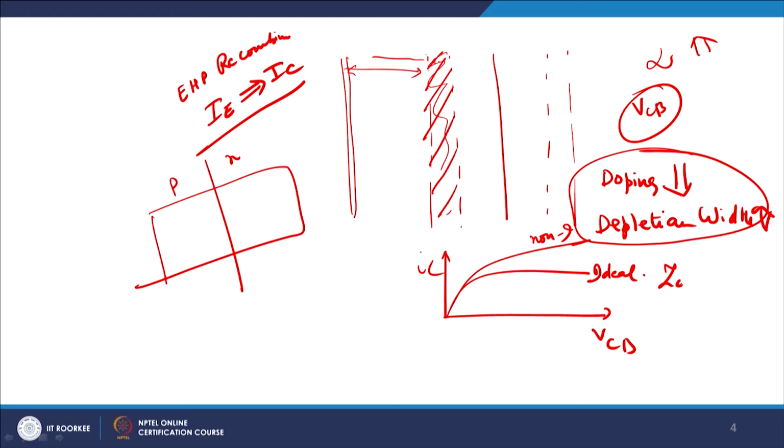Therefore, this will have Z out equal to infinity, but this will have a finite Z out. Z out is the output impedance. So an ideal current source will have an infinite output impedance, whereas a non-ideal current source will have a relatively lower output impedance.